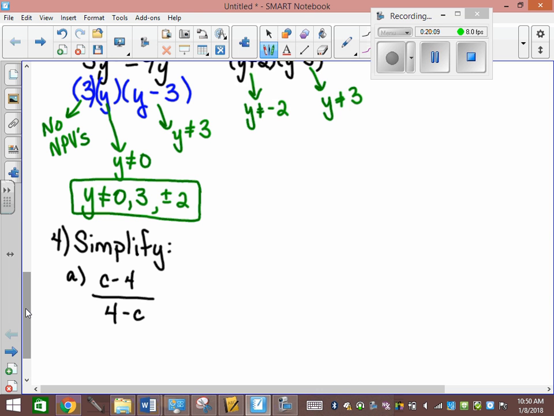You can take it out of the bottom. It doesn't matter. You're going to get the same answer. So I'm going to take a -1 out of the numerator, out of the top. And we're left with -c plus 4. And then on the bottom, I have 4 minus c. What about these two? They cancel.